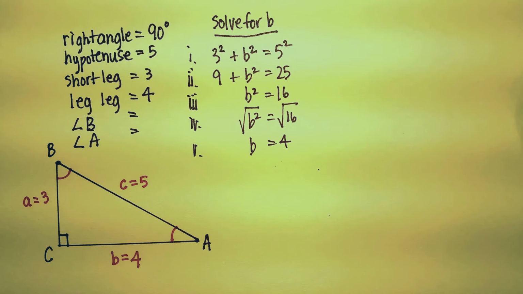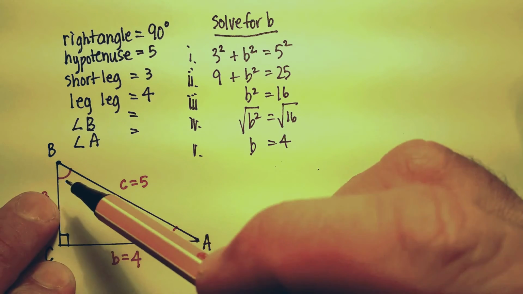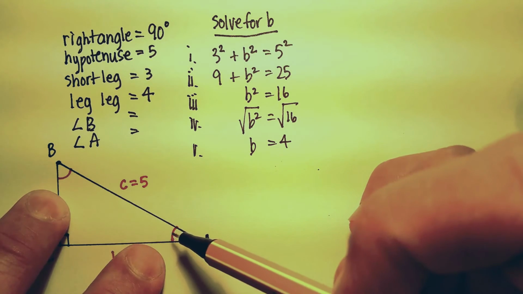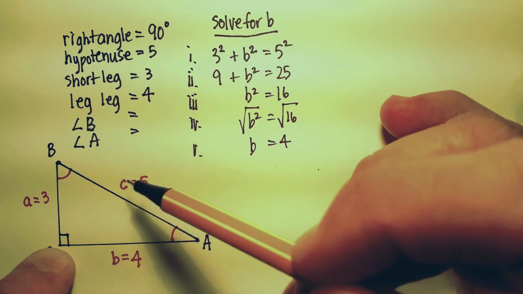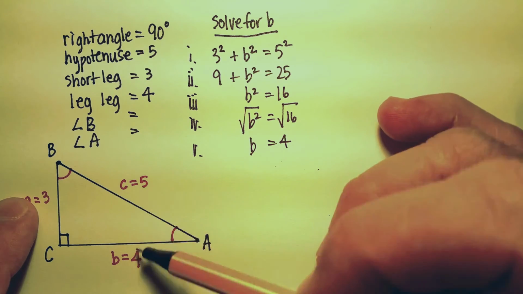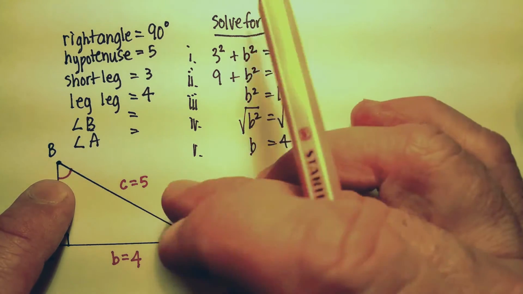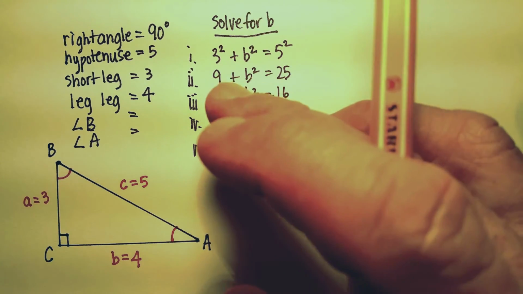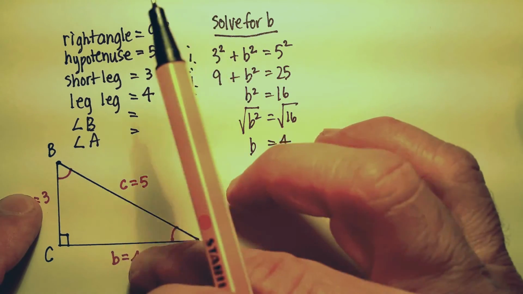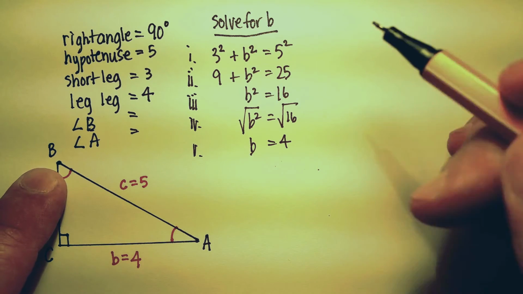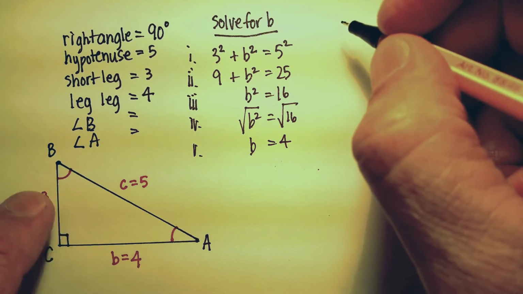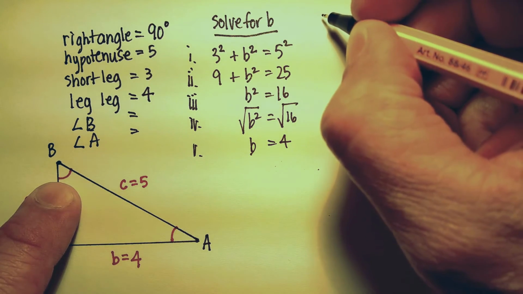Now here's the trickier part. How am I going to find these 2 angles if I only know this one? Well, I can actually use the relationship of the sides to the angles. Let me say that again one more time. The ratios of the sides are related to the angles, and that's what trigonometry is for. So let's go ahead and solve for angle B.